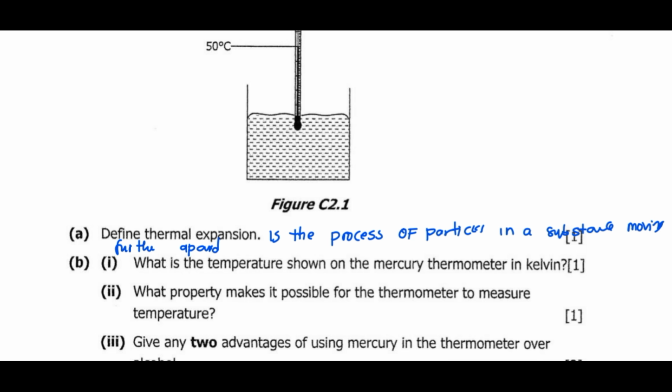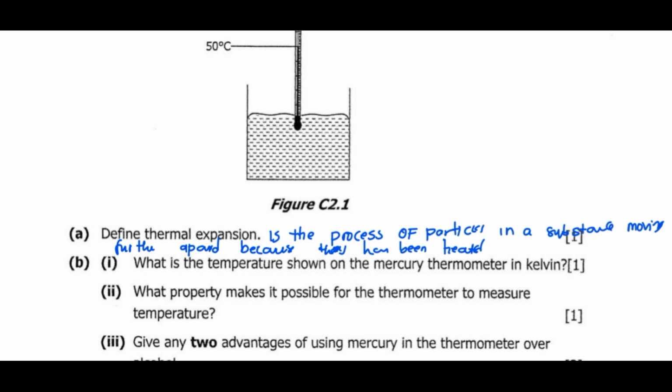So particles move further apart because they have been heated. So this is one way in which we can define thermal expansion.